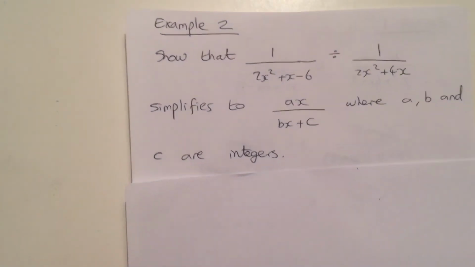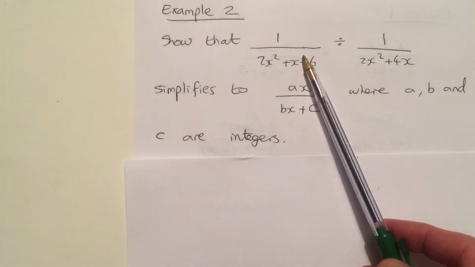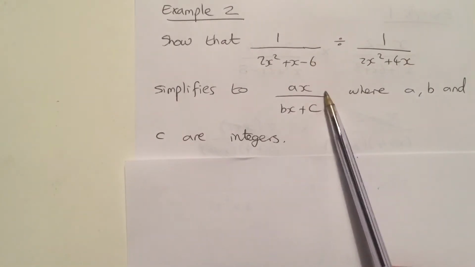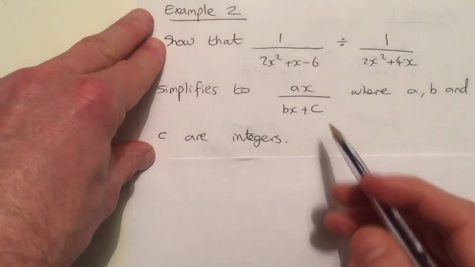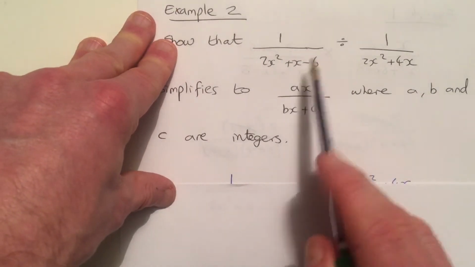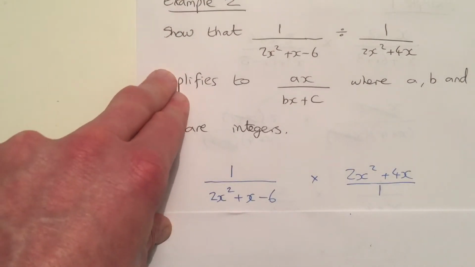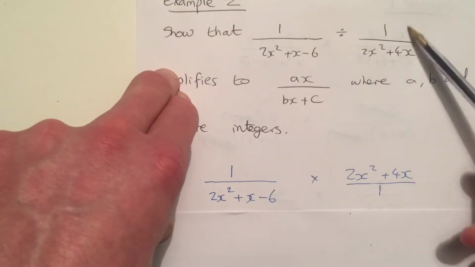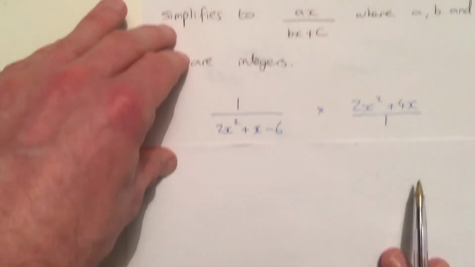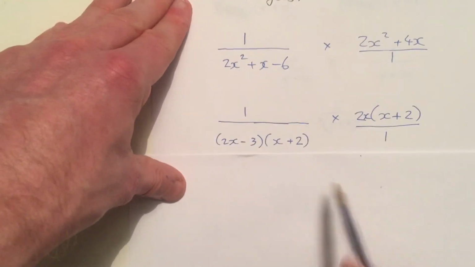And second example is a division. We need to show that this fraction divided by this fraction simplifies to be this, where a, b and c are integers. So first thing I'm going to do is to rewrite this division as a multiply by the reciprocal. So leave the first fraction alone. I'm going to multiply the reciprocal of this is this. Next, I'm going to do some factorising. So over here, I've got 1 over.